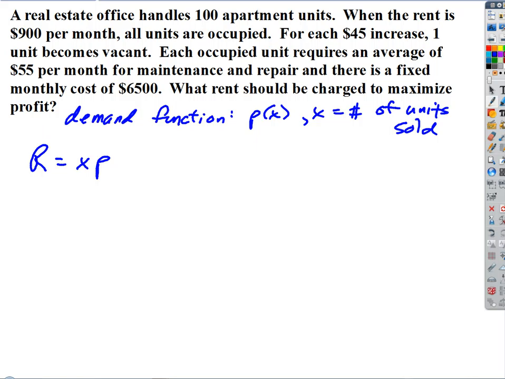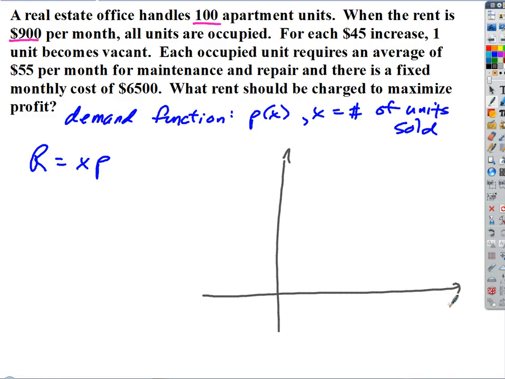So our data points are this. We know that when we charge $900 per month, we rent 100 apartments. For every $45 increase, 1 additional unit becomes vacant. Okay? So how could we turn that into, we could graph it if we wanted to. Sometimes it's helpful to think of things in terms of a graph.